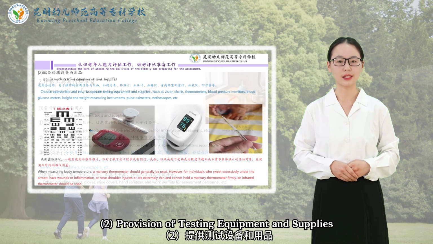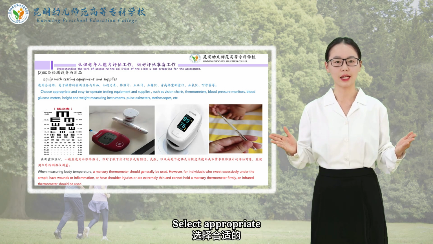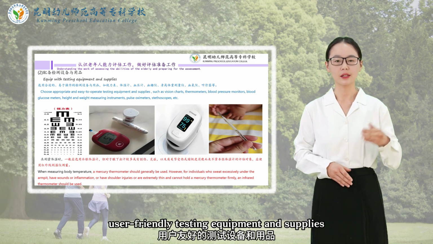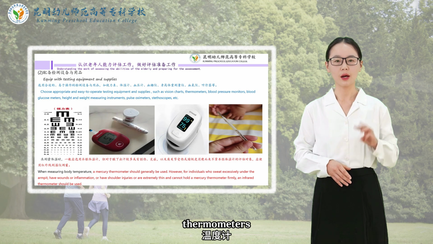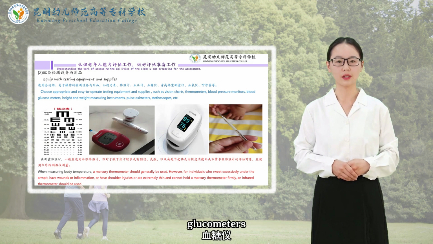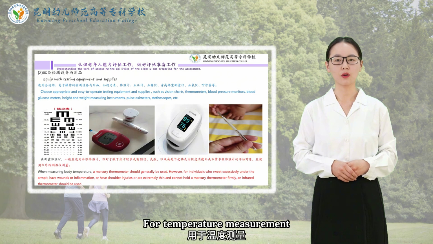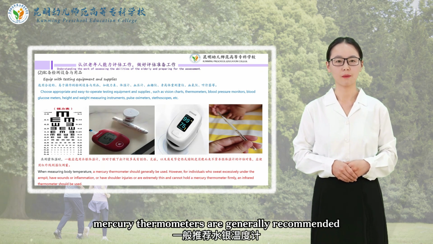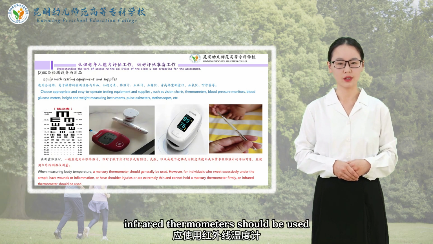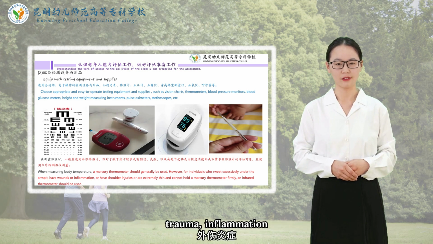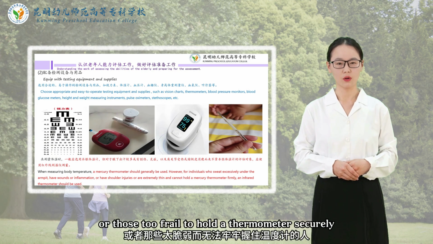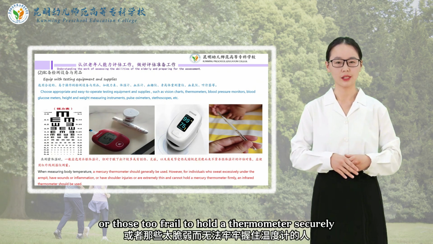2. Provision of testing equipment and supplies. Select appropriate, user-friendly testing equipment and supplies, such as visual acuity charts, thermometers, blood pressure monitors, glucometers, height and weight scales, pulse oximeters, and stethoscopes. For temperature measurement, mercury thermometers are generally recommended. However, infrared thermometers should be used for individuals with profuse axillary sweating, trauma, inflammation, shoulder joint injuries, or those too frail to hold a thermometer securely.